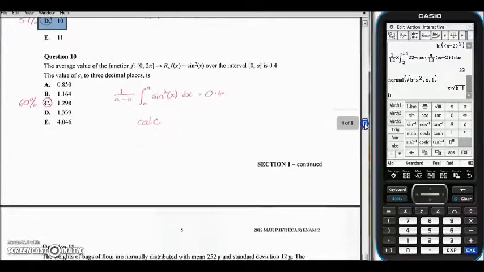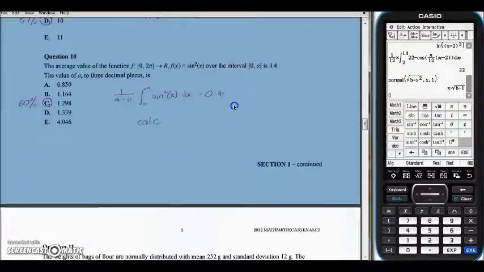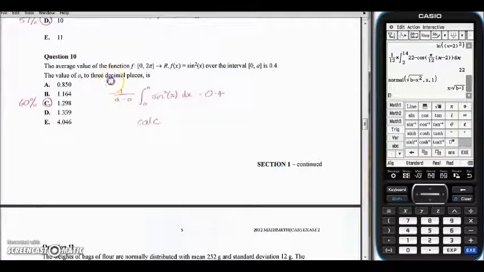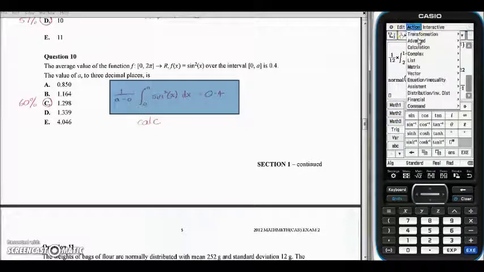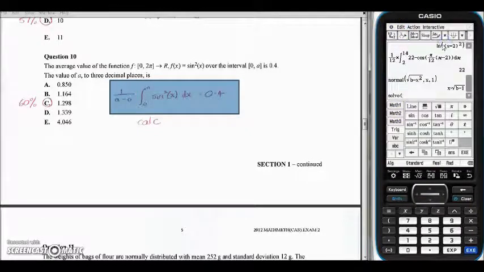Moving on to question 10, almost halfway through. Simple question, average value of a function. If you know the formula for the average value of a function, you should have been all good. The trick here was that we're actually trying to solve for the upper terminal a. So we're going to need to use the average value of a function formula and set it equal to 0.4 and solve for a. And the calculator will do that for us. So action, advanced, solve.